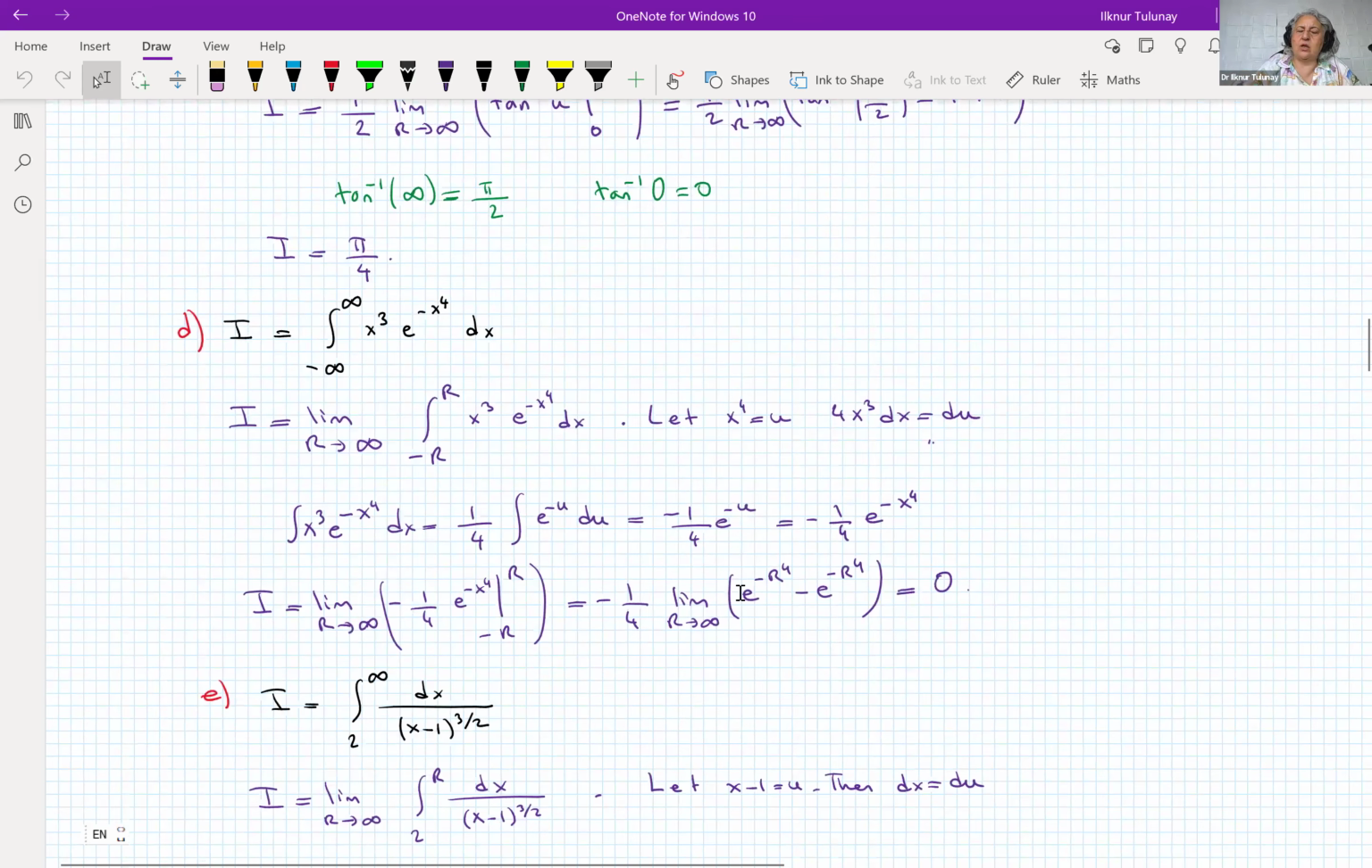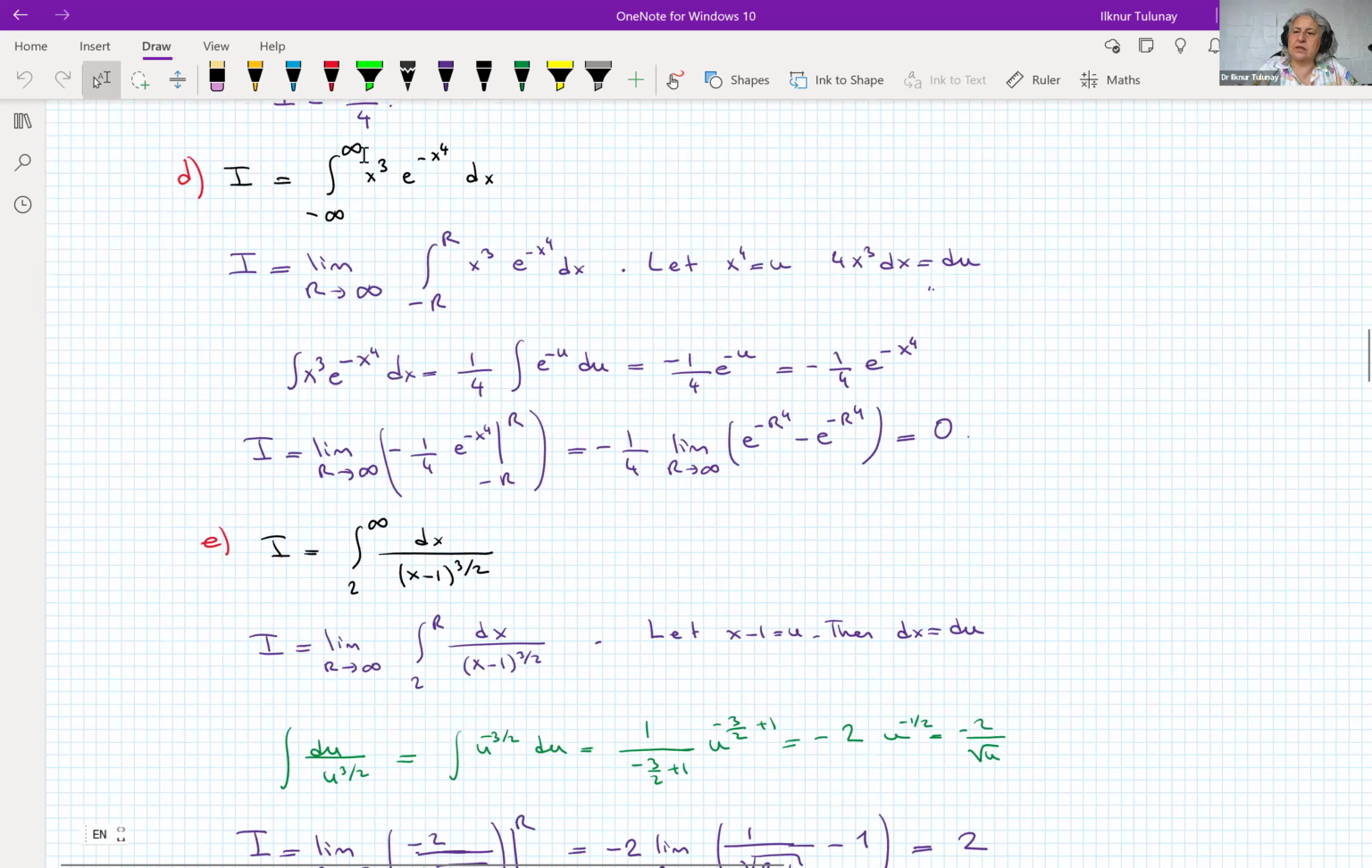Let's have a look at the situation from minus infinity to plus infinity, how we can solve those ones. We view this improper integral as the limit as r goes to infinity from minus r to r. Now we need to integrate this quantity. Changing the variable, let's say x to the 4 is equal to u, and if we differentiate it, we have 4x cubed dx equals du. So x cubed dx will be just du over 4. So when we substitute in, we will have 1 over 4 e to the minus u du.